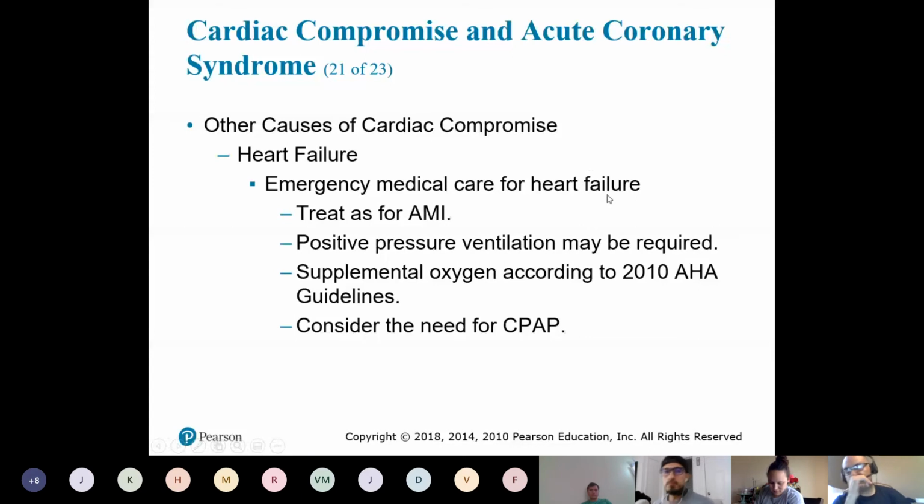So as far as us goes, with CHF position of comfort, which is sitting up, oxygen as before, 2 to 4 liters, depending on how they're setting. And if you're able to give CPAP, maybe give them CPAP. That pressure is going to be able to move some of the fluid out of the alveoli and be able to oxygenate the patient better.